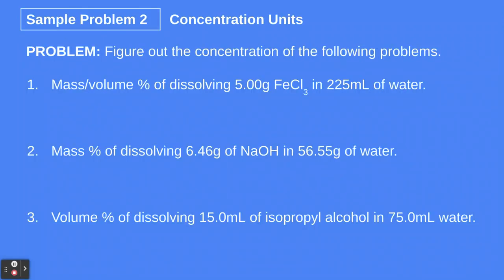So for this one, figure out the following concentrations of the problems. The first one, you're figuring out mass per volume percent. The next one, you're figuring out mass percent. And the third one, you're figuring out volume percent. Remember, some of them you're going to have to add the two amounts to find a total, and one of them you will not.